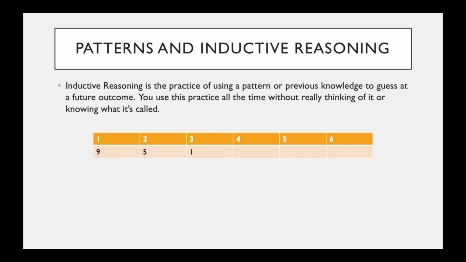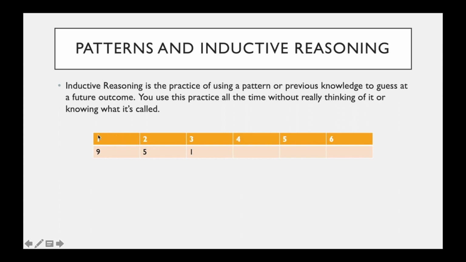Every time that you've looked for a pattern of things happening and then used that to predict what would happen in the future, no matter what it is, that's a form of what's called inductive reasoning. You don't need to know what it is or what it's called to be using it, and everybody uses it every day. So let's look at an example with a pattern.